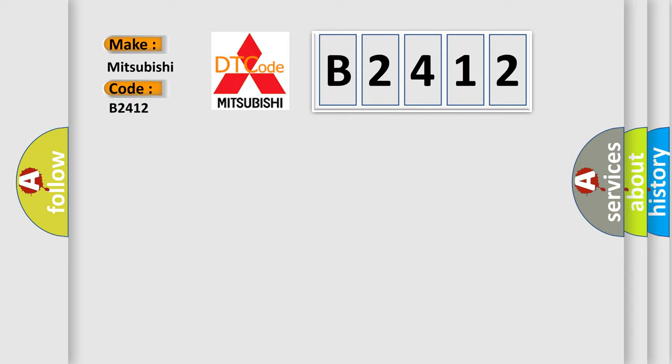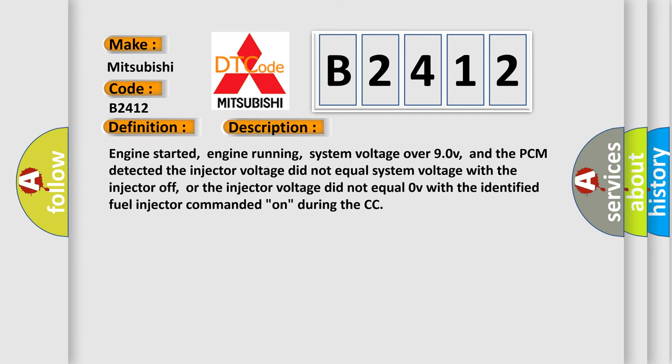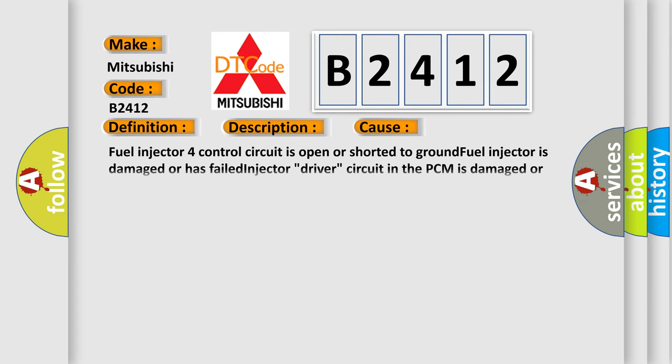So, what does the Diagnostic Trouble Code B2412 mean specifically for Mitsubishi vehicles? The basic definition is fuel injector 4 circuit malfunction. And now this is a short description of this DTC code. Engine started, engine running, system voltage over 90V, and the PCM detected the injector voltage did not equal system voltage with the injector off, or the injector voltage did not equal 0V with the identified fuel injector commanded on during the CC. This diagnostic error occurs most often in these cases.